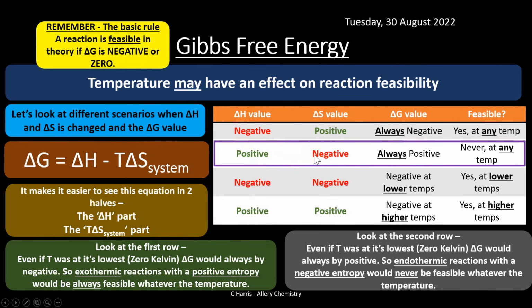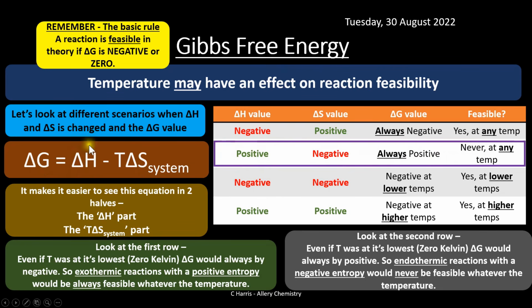Both factors here just aren't going in its way. So even if T was at its lowest, which was 0 Kelvin, then delta G would always be positive. Okay, so always positive here. So endothermic reactions with a negative entropy would never be feasible at any temperature. So these reactions just never go. Okay, so we're just looking at these two halves here.